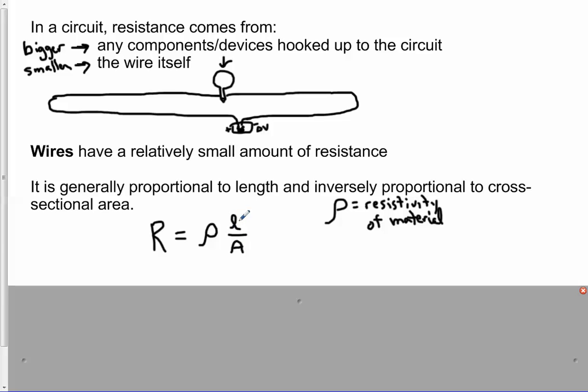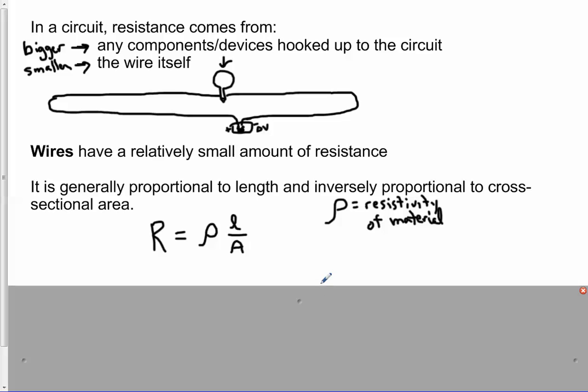So I already mentioned it makes sense that it's proportional to length. The longer the wire, the more resistance there would be. But also inversely proportional to cross-sectional area. I think that also makes sense, because the thicker the wire is, there's more room for the electrons to flow, right? A thinner wire is more of a bottleneck, and there's going to be more resistance if it's really skinny. So the thicker the wire, you're going to be dividing by a bigger number here, and you'll get less resistance.